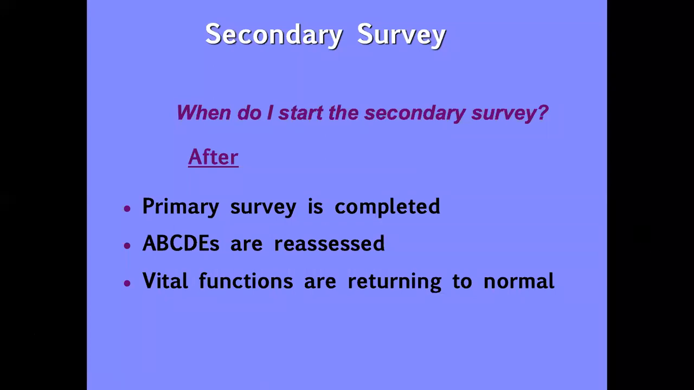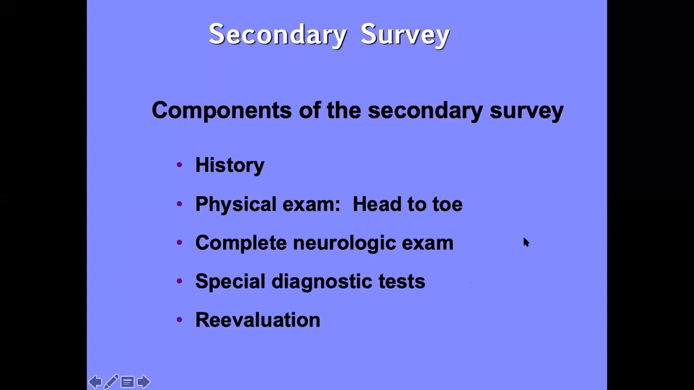So now the secondary survey, as we have already said, it has to be done only after the primary survey is completed. ABCDs are assessed, reassessed twice at least, and then the vital functions are returning back to normal. In those scenarios only, we have to go ahead with the secondary survey. Now, secondary survey is not just physical examination. It also is about history. So we have to take proper history of the patient. We have to do a head-to-toe physical examination. A complete neurological examination is mandatory in this phase. And then if the patient requires, we have to undertake a special diagnostic test like a CT scan.